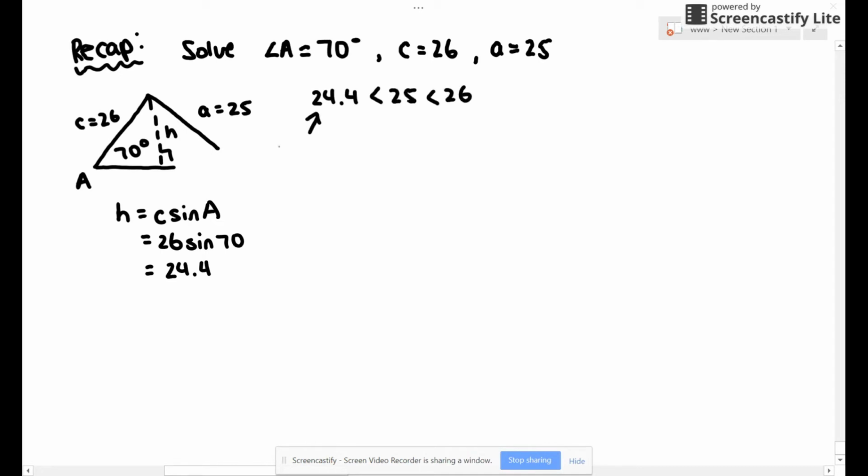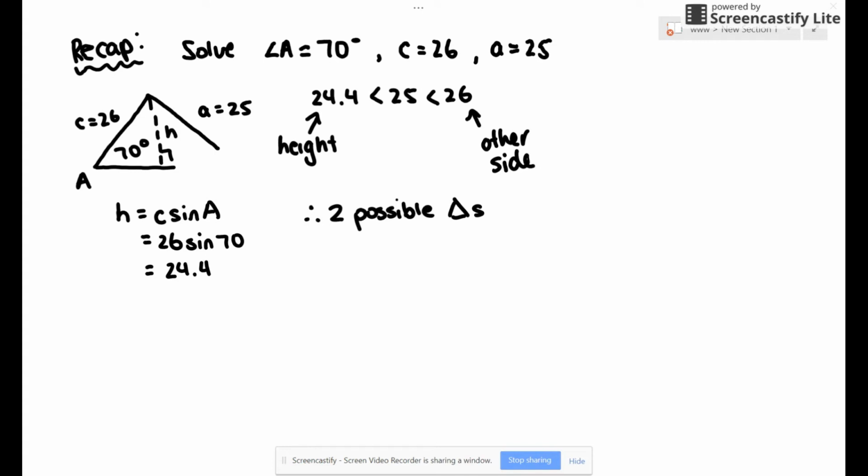So this here, that's my height. This here is my other side. So when this happens, that means there's going to be 2 possible triangles. So therefore, 2 possible triangles. Okay, always remember to do the check if you're given 2 sides and an opposite angle. So now the case is I'm going to have to solve for 2 different triangles. So let's start off by solving the first one.